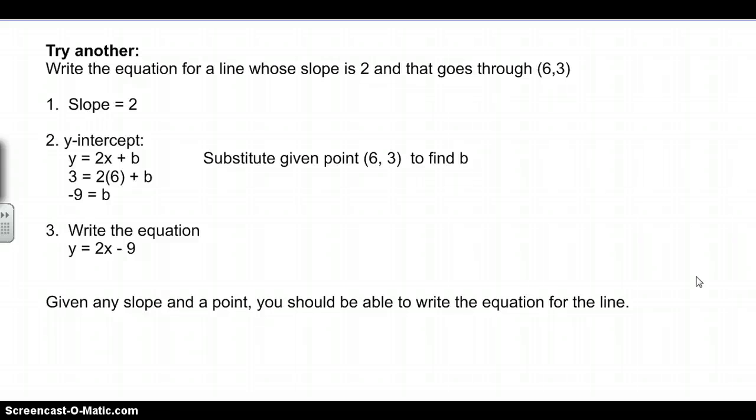Given any slope and any point, you should be able to write an equation for a line. So I should be able to throw out a number for a slope, whether it's -1/2 or 2 or 498, and any other point, and you should be able to write the equation for the line. You need to practice this.